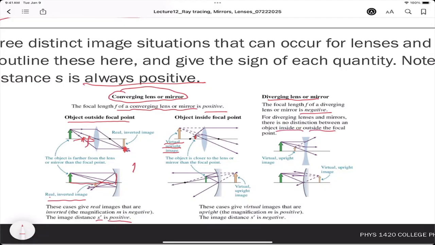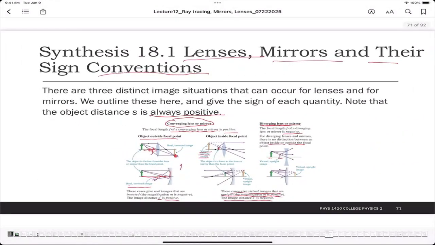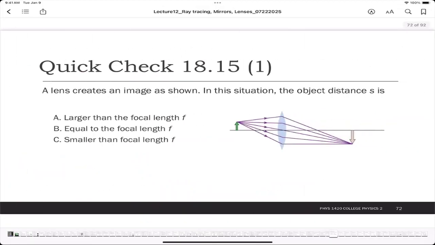So it's a similar thing for the divergent lens or mirror. They will have a virtual upright image. So these cases give virtual images that are upright. The magnification M is positive. The image distance S dot is negative. We have already talked about this, and this is just a summary of what we have already talked about. You just need to know this. Okay, let's talk about some quick check questions.